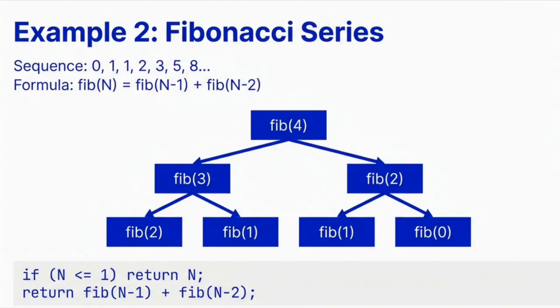Now see the second example, the Fibonacci series, which uses the formula Fibonacci of n equals Fibonacci of n minus 1 plus Fibonacci of n minus 2. While elegant, notice the hidden cost. Look at how Fibonacci of 2 is calculated multiple times. This redundancy leads to exponential time complexity or massive computational waste.